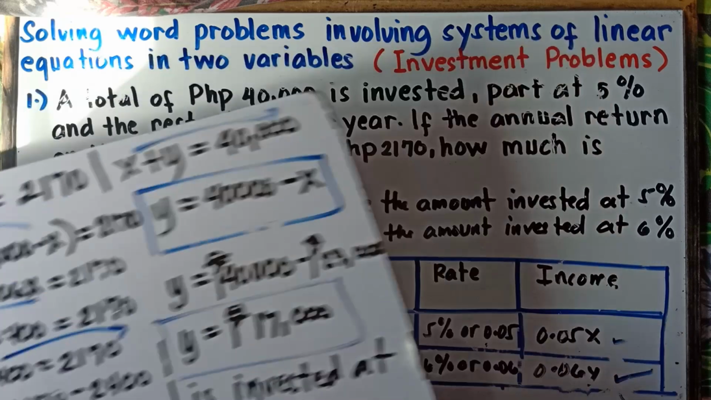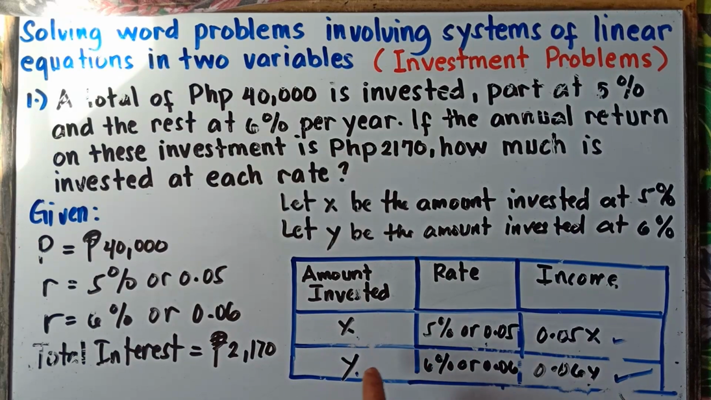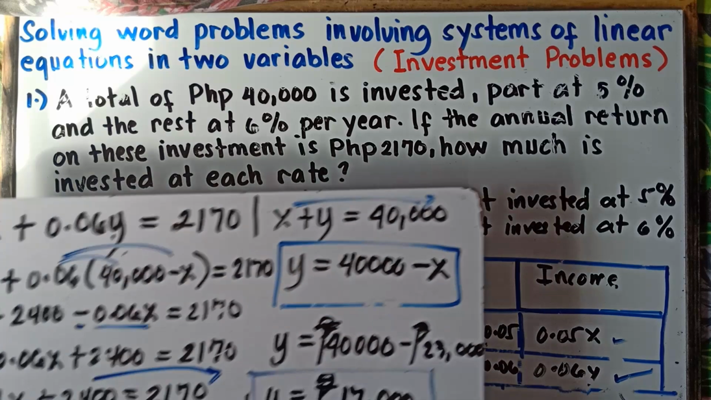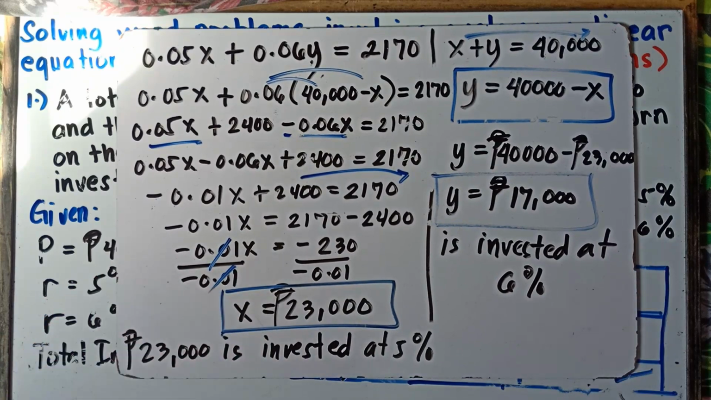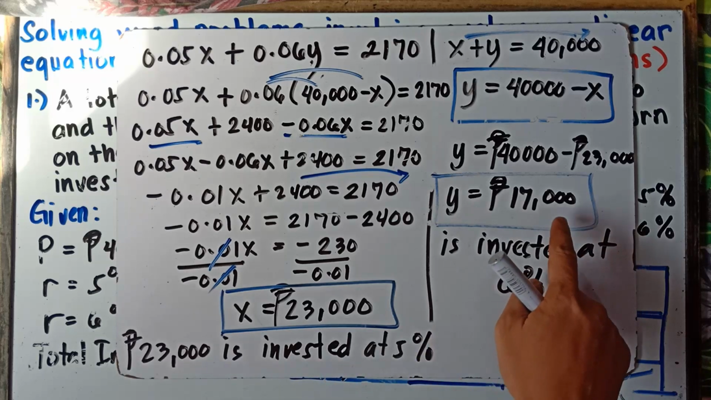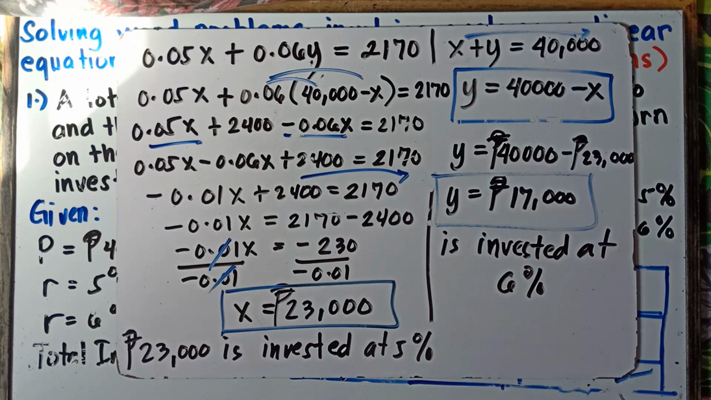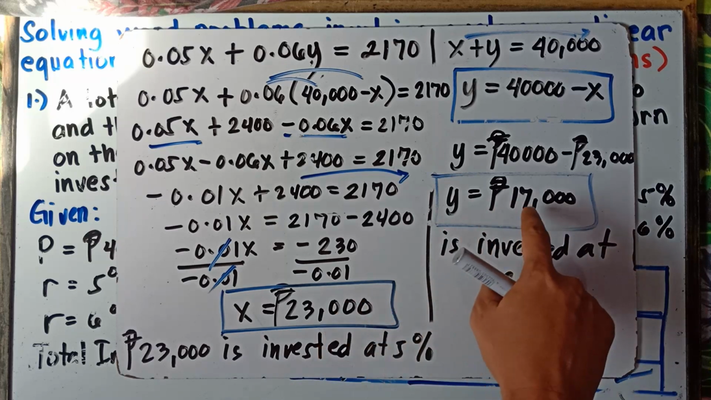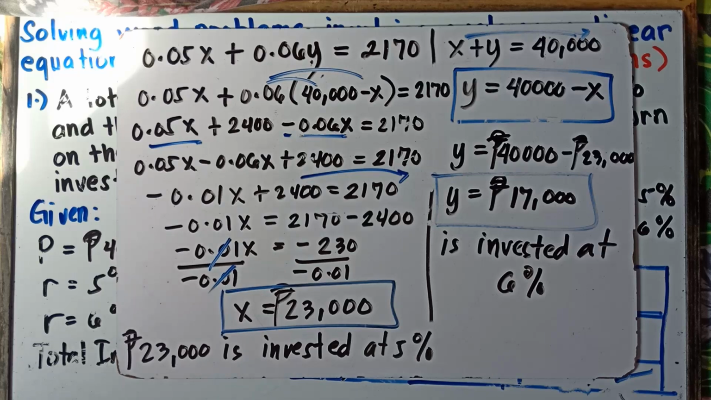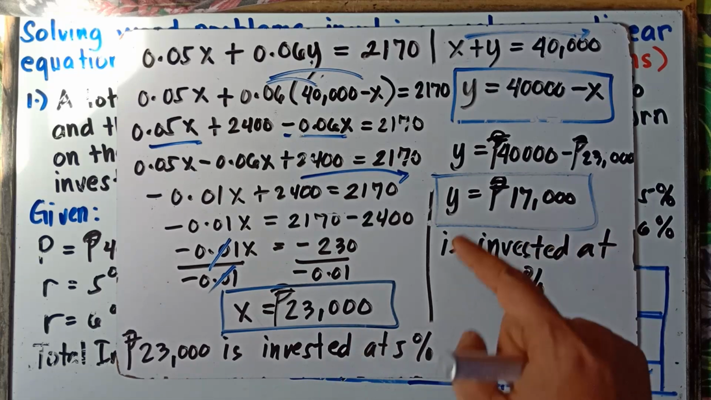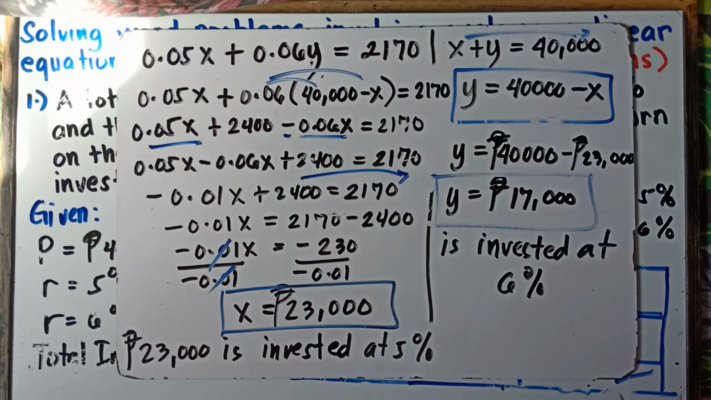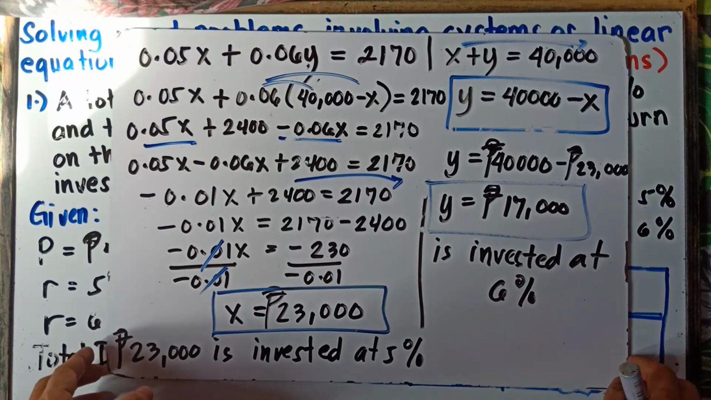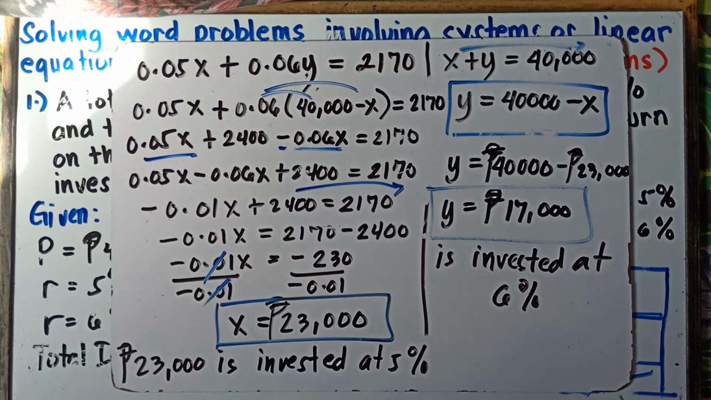Once again, class, x invested at 5%, y invested at 6%. Therefore, 23,000 pesos is the amount invested at 5%, and 17,000 pesos is invested at 6%. If you add this one, 23,000 plus 17,000, that would be 40,000. And then you're all set, class, with regards to example number 1.